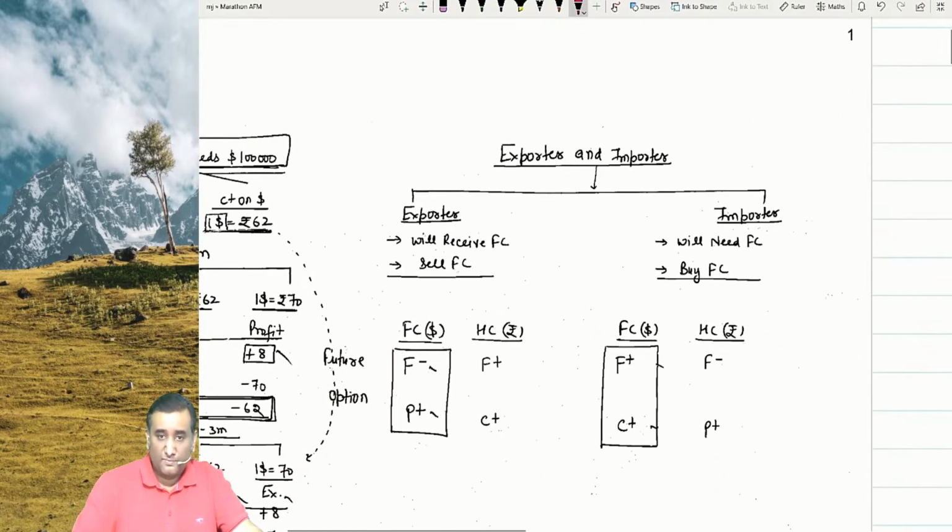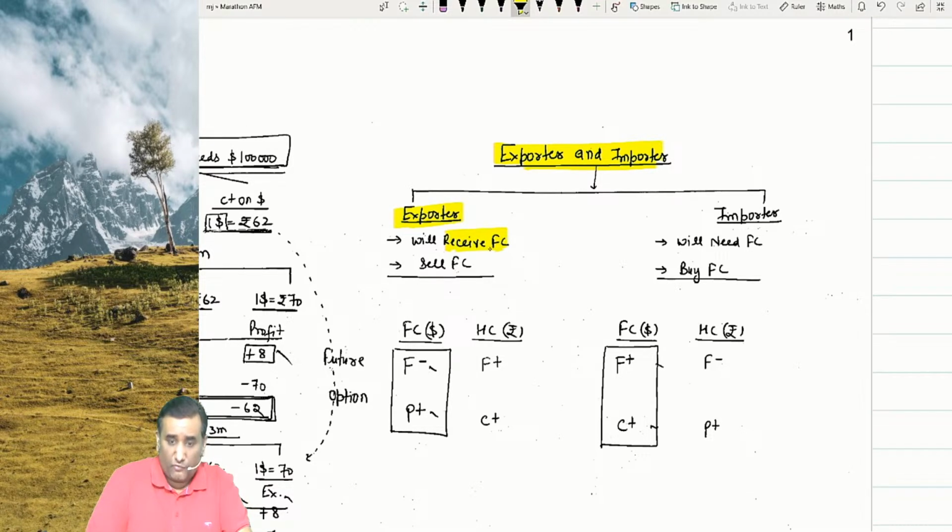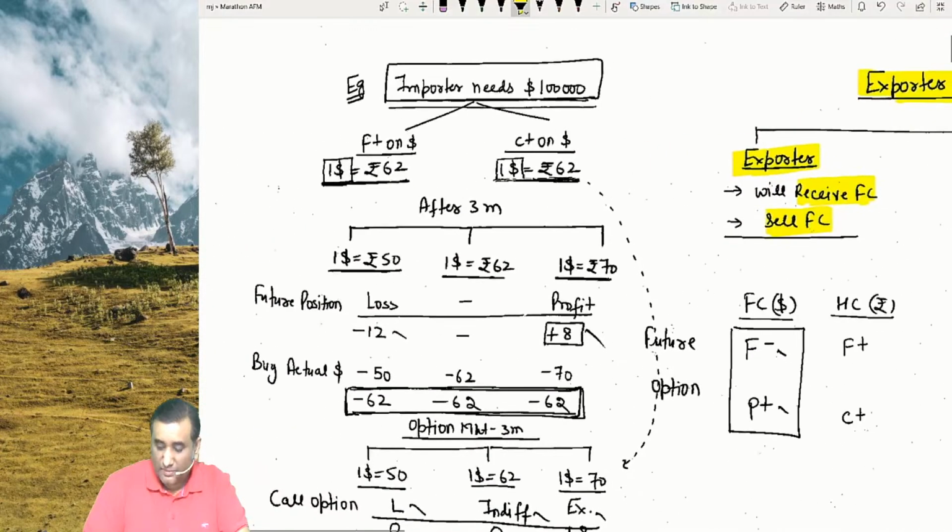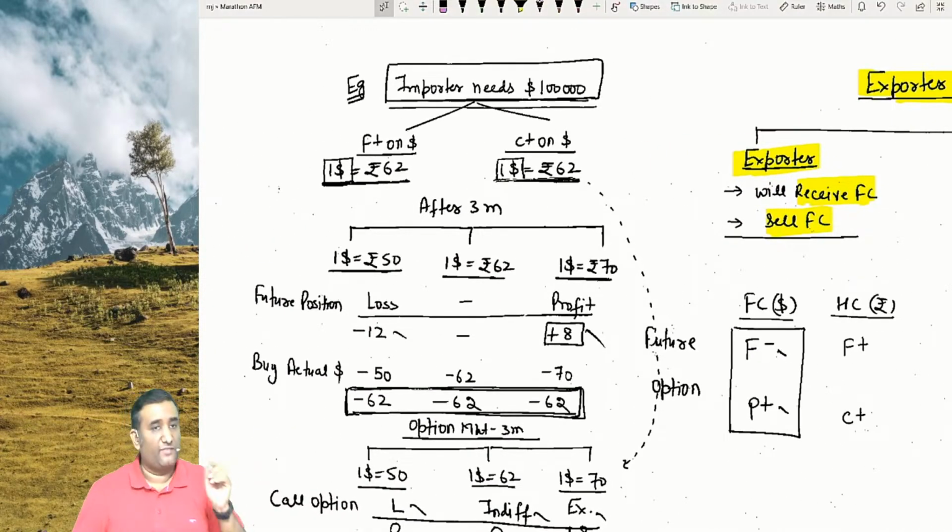First I am talking about exporter and importer. Exporter's basic rule is what? He'll receive foreign currency and he'll sell foreign currency. Let's talk about exporter only. Now suppose dollar comes to you. Let's go to the normal foreign exchange chapter. If the foreign currency comes to you, what type of contract will you take? Buy or sell? Sell. Selling is F.